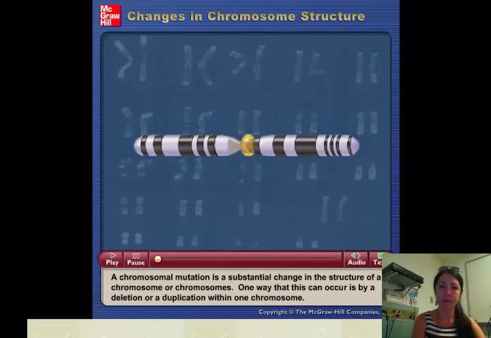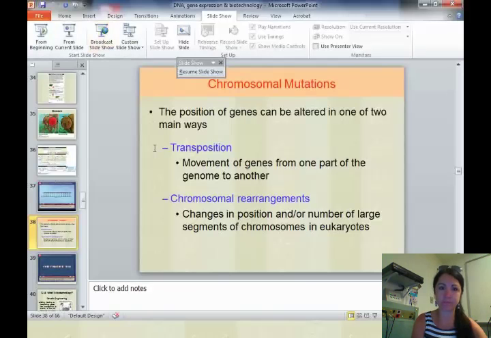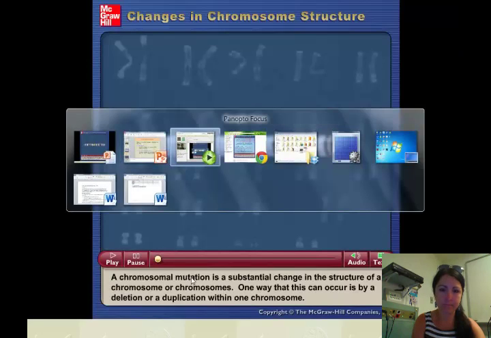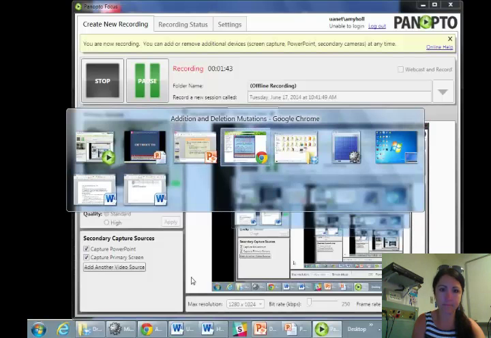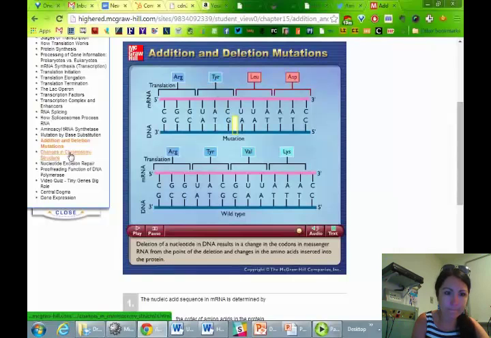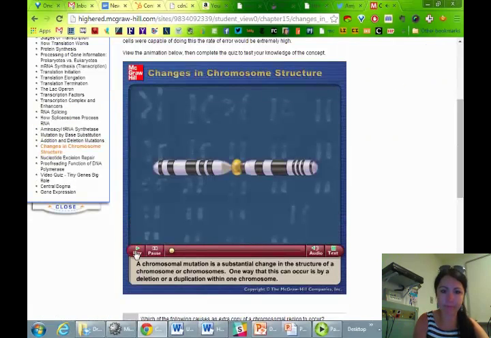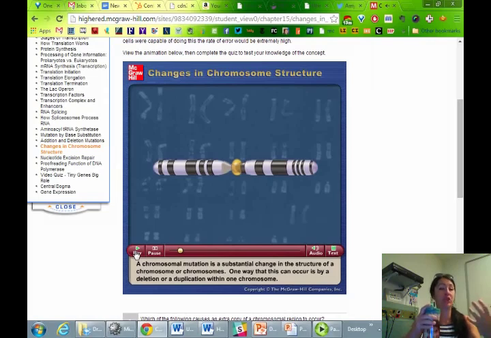Okay. Here we have our changes in chromosome structure. A chromosomal mutation is a substantial change in the structure of a chromosome, a big, one-time change. One way that this can occur is by a deletion or a duplication within one chromosome.